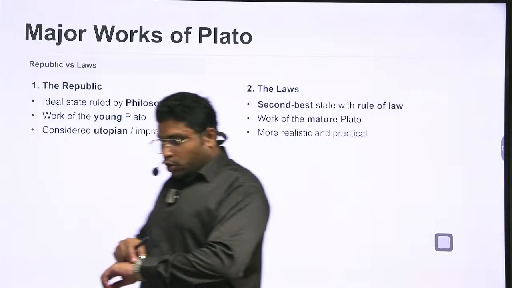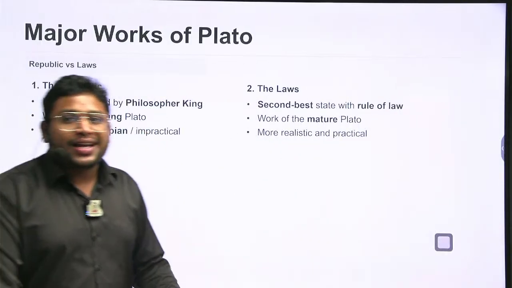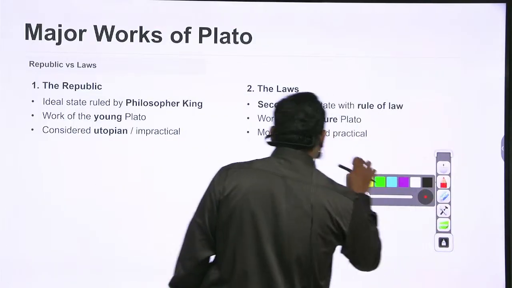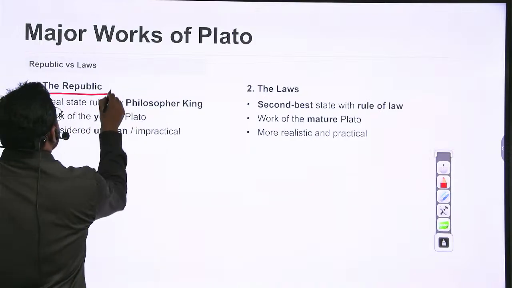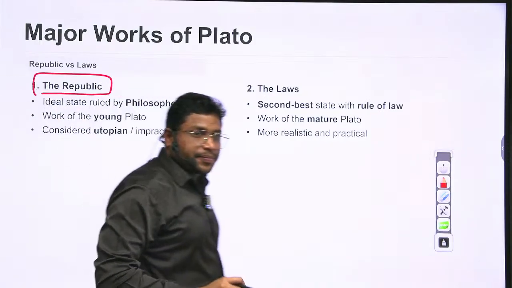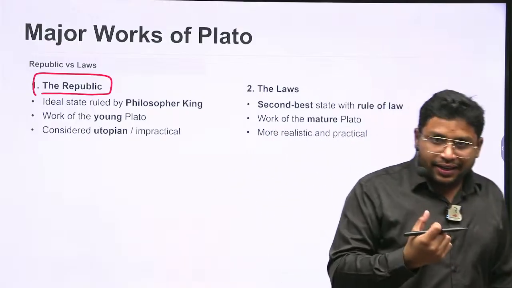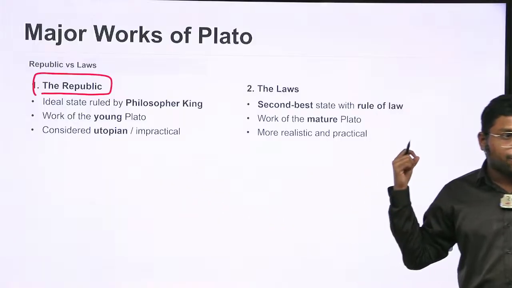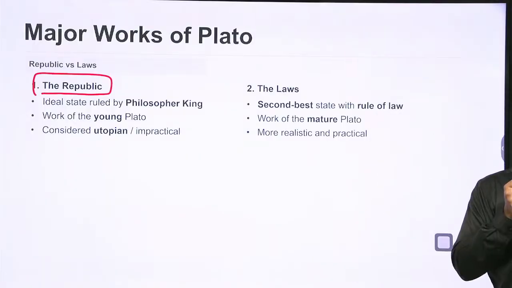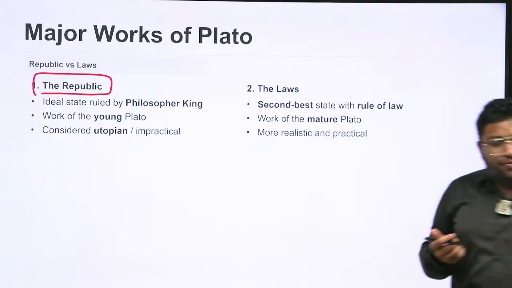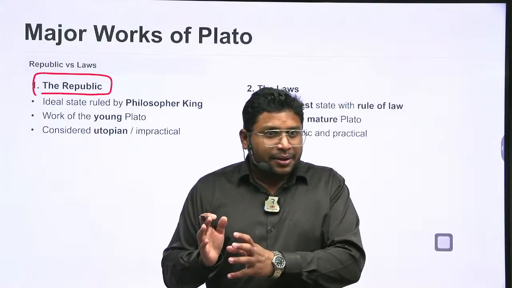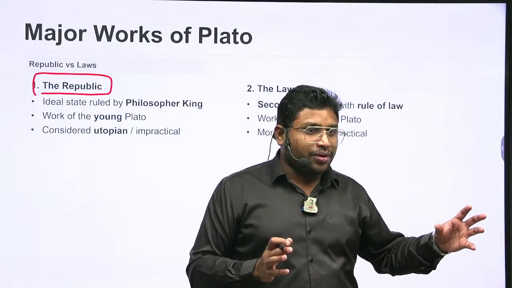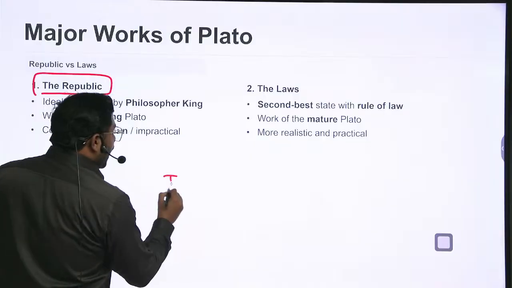Now, he wrote two books. One book is called The Republic, and the second book is called The Laws. This is the most important book, The Republic, because his idea of philosopher king is also mentioned in this book. By the time he reaches the second book, his ideas change a little bit. Now this happens with most of us. When we are young, our thoughts are different. By the time we become mature, our thoughts become different. Right or wrong?